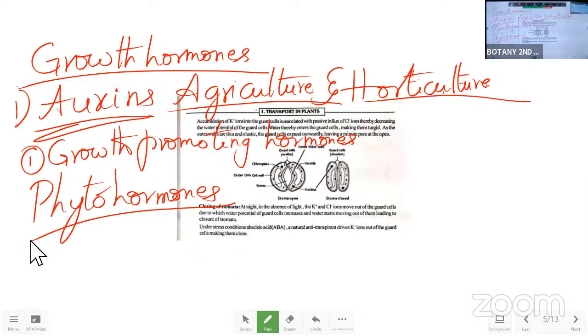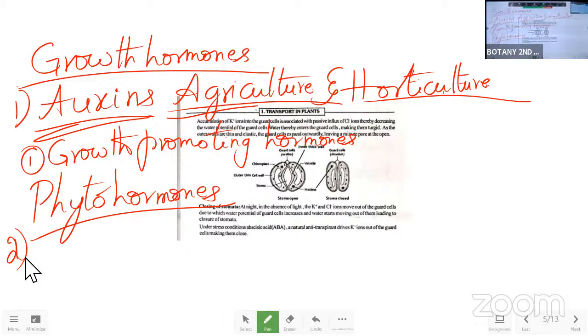Now comes the agricultural usages and the horticultural usages. So here what we have to write, the first one in the auxins, we know that these are growth promoting hormones, and the usages will be: the first one, it increases the cell enlargement. It helps in the cell enlargements.